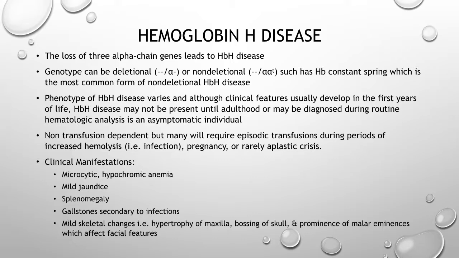It is non-transfusion dependent but may require episodic transfusions during periods of increased hemolysis, such as an infection, pregnancy, or rarely aplastic crisis. Clinical manifestations include a microcytic hypochromic anemia, mild jaundice, splenomegaly, gallstones, and mild skeletal changes, including hypertrophy of the maxilla, bossing of the skull, and prominence of the malar eminences, which affect the facial features.